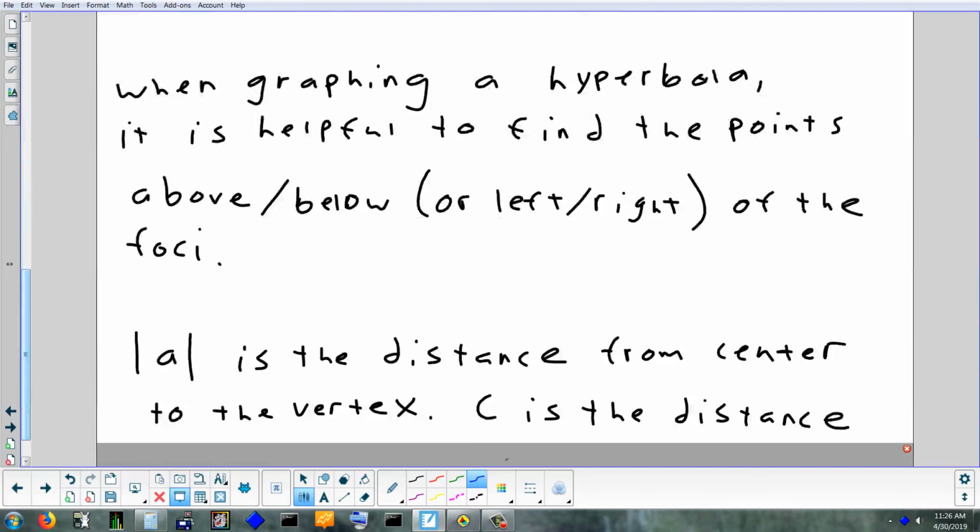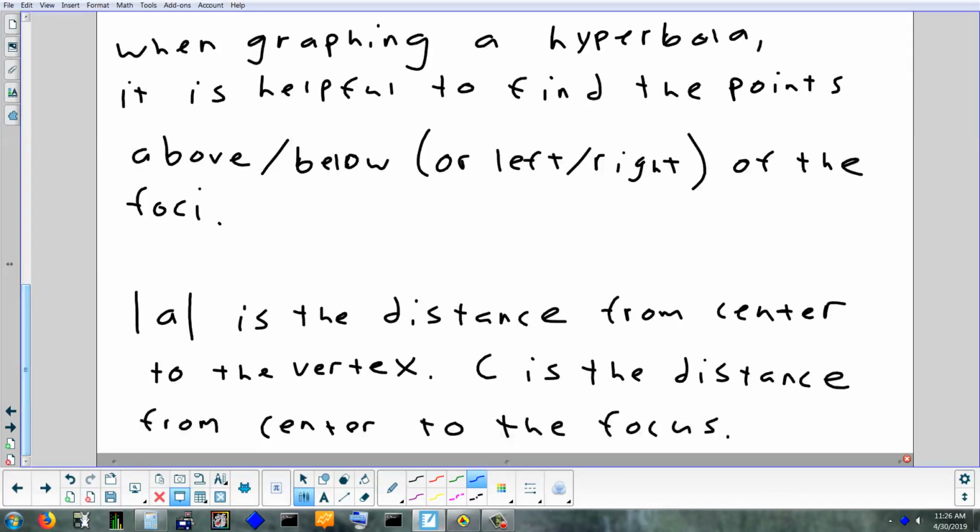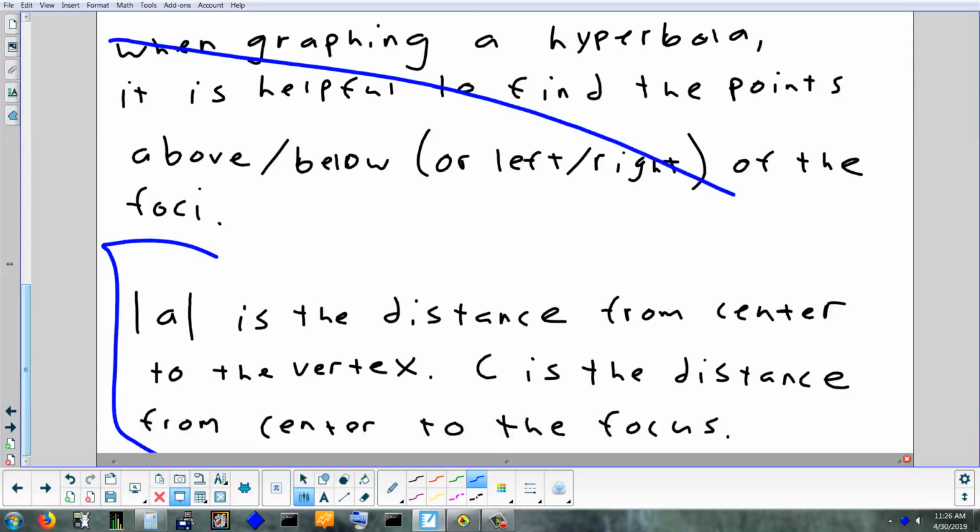We're not going to worry about that. Okay. What is important is this part. Don't worry about this, because when we graph it, we're going to have those asymptotes. So that's going to be good enough to graph it.